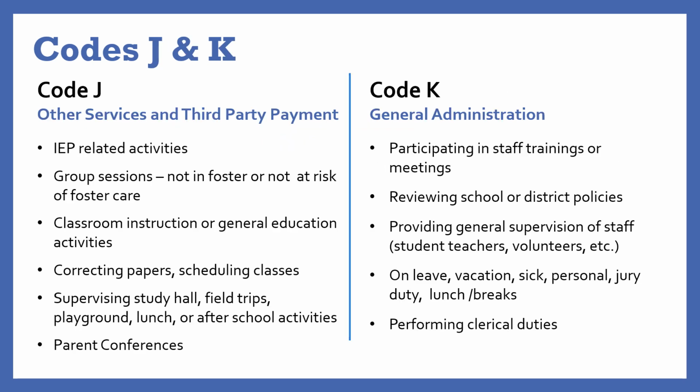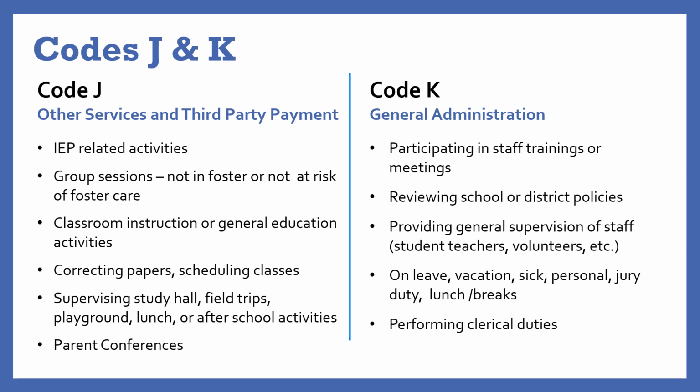Codes J and K are the most commonly used within the school setting. Code J covers your day-to-day educational and student-related responsibilities. This includes IEP-related work, such as planning, writing, and attending meetings, as well as communicating with staff or parents and making recommendations. It also includes classroom-related tasks like lesson prep, correcting papers, scheduling, providing first aid, or supporting student services.